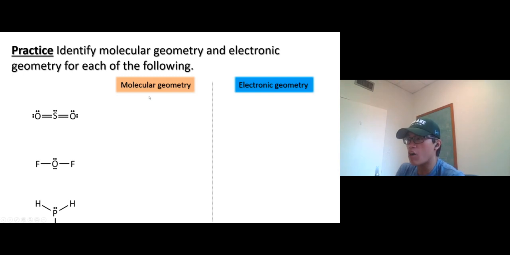Okay, first of all, sulfur dioxide, the molecular geometry. It looks like a linear, but watch out, there's a lone pair right there. So it looks something like that. So we call this a bent.